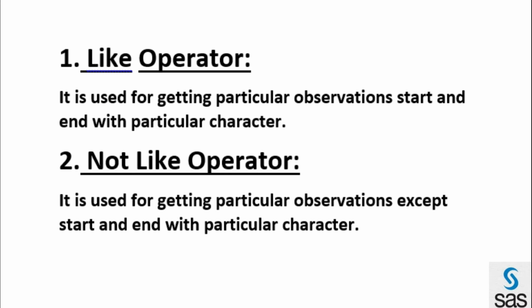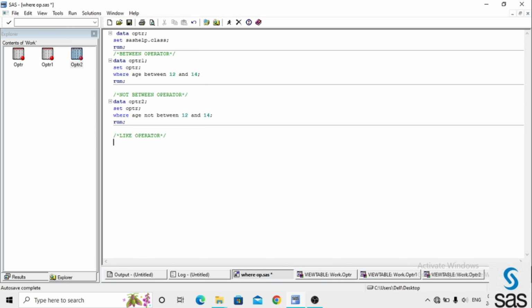And the third one is the LIKE operator. How do we use the LIKE operator? It is used for getting particular observations that start with a character or end with a character. Got it? Start with a particular character or end with a particular character, we want those observations. The LIKE operator is applied only on character variables, and the BETWEEN operator is possible to apply only on numeric variables. Got it?